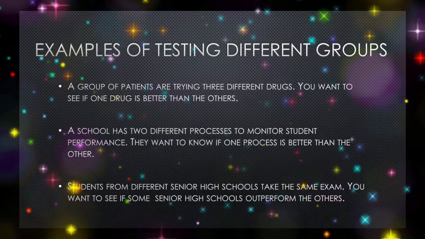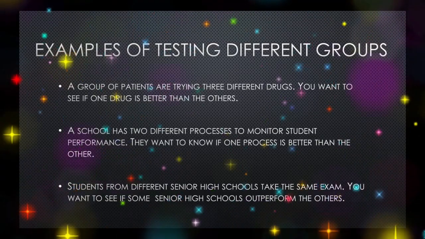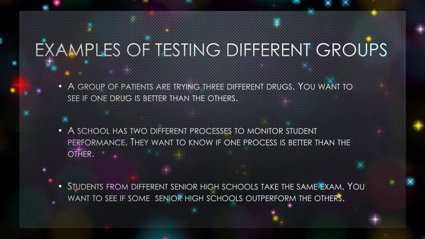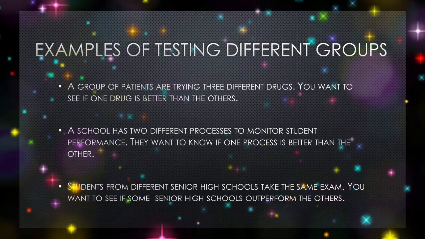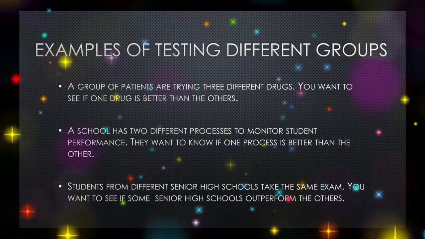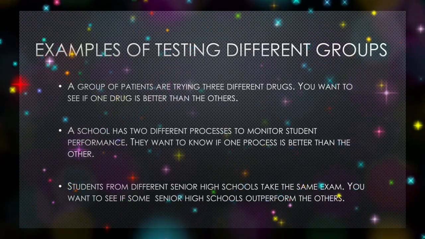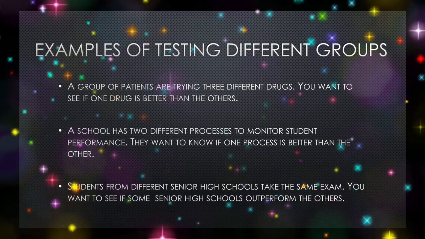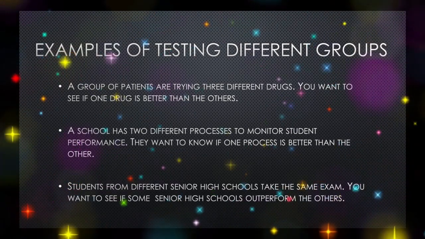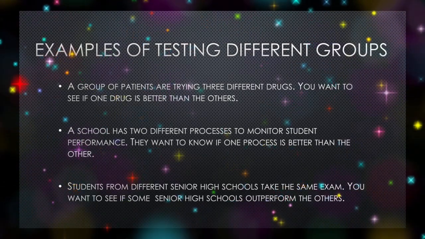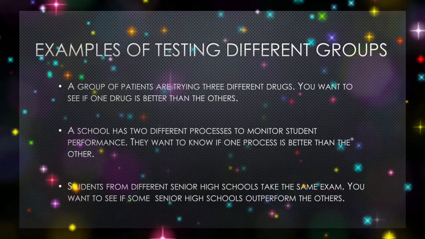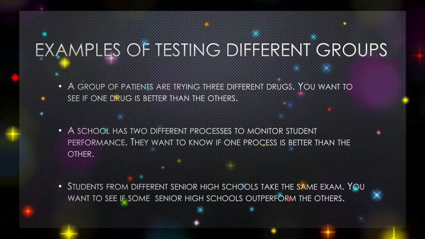So here are some examples that you can use the ANOVA test. Example one, a group of patients are trying three different drugs. You want to see if one drug is better than the others. So of course, in this study, you can see there's at least a minimum of three groups. The groups that are trying the three individual drugs. However, you can have even more than that.